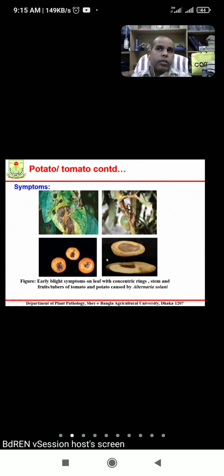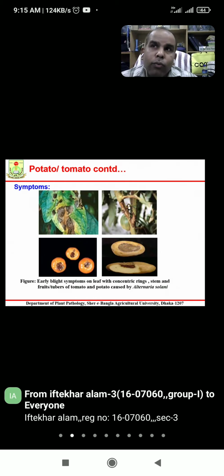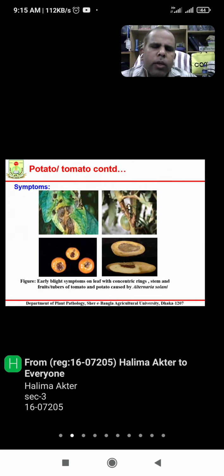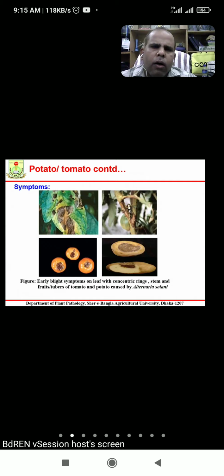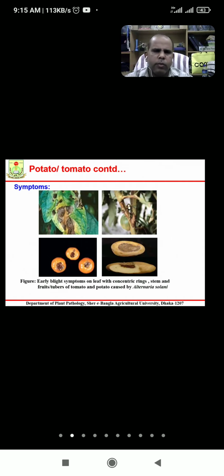So the remarkable symptom of this disease, in any type of symptom that appears on the leaf, on the stem, as well as on the fruit, and in the case of potato, on the tuber skin, is that it forms the concentric ring. This is the characteristic symptom of the disease caused by Alternaria on the leaf, stem, and fruit, and on the tuber skin in potato.